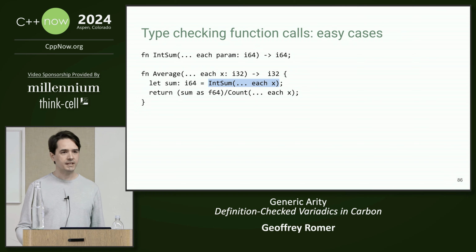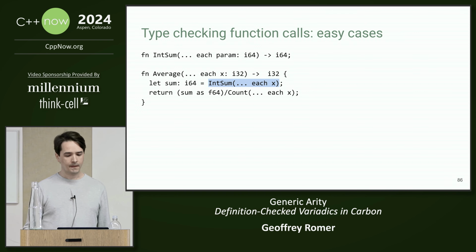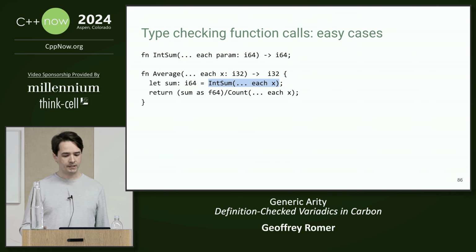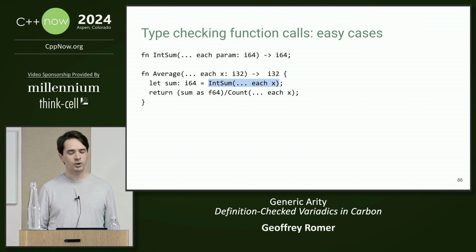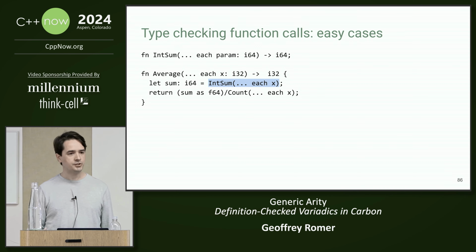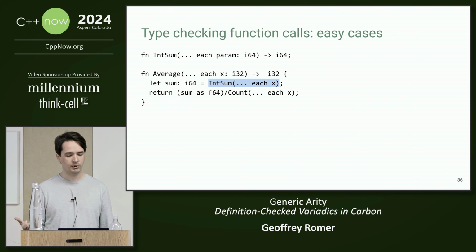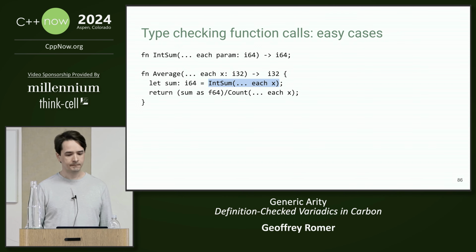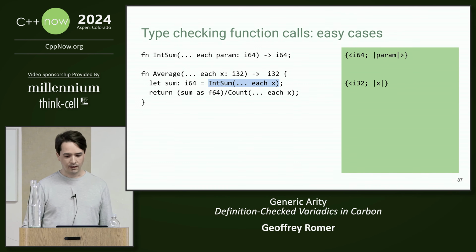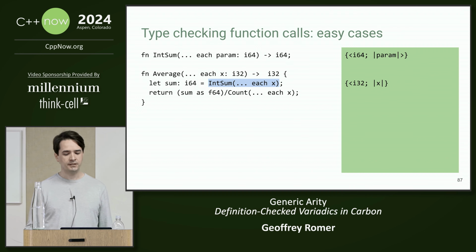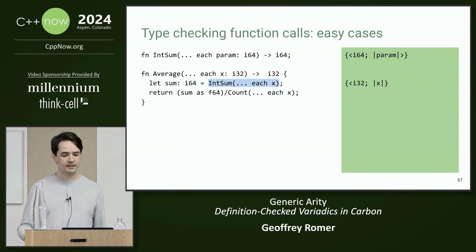So here's a very simple example of a variadic function call. It's easy to check because all the argument types are the same and all the parameter types are the same. So we can just check one arbitrarily chosen argument against one arbitrary parameter, and the result of that type checking will work for all of them. In terms of the segment representation, we're checking a single argument segment against a single parameter segment, and they're both homogeneous.